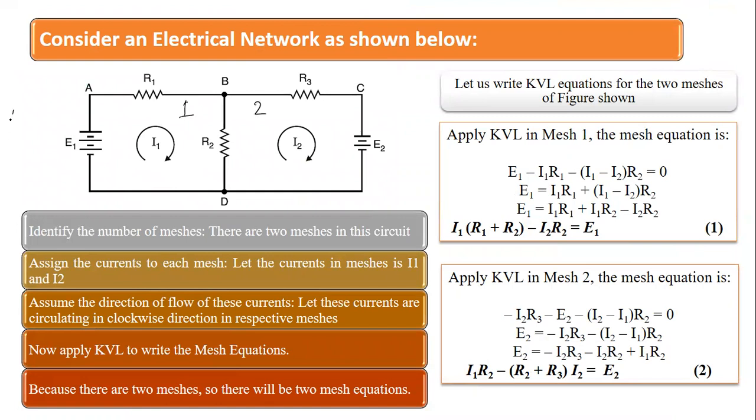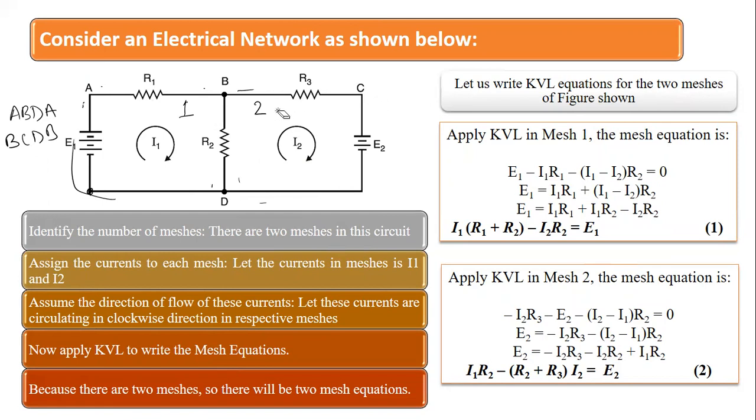So the meshes are A, B, D, A, and then we have B, C, D, B. So A, B, D, and then back to A. You can also give some marking here if you want, otherwise it is okay. A, B, D, A, and then B to C, and then D, and then back to A. So this is how these meshes will be analyzed or studied.